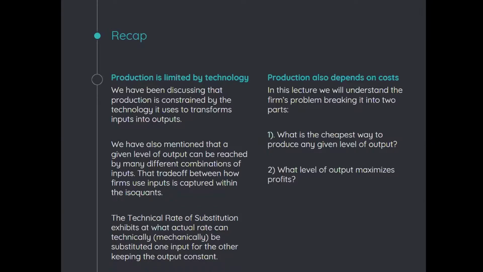And that's why understanding costs is so important, because at the end of the day, one of the things that you, as firm managers, or if you're working for a firm, will have to understand is what is the cheapest way to produce any given level of output, and what level of output maximizes profits, which are two intertwined concepts, but not necessarily the same.